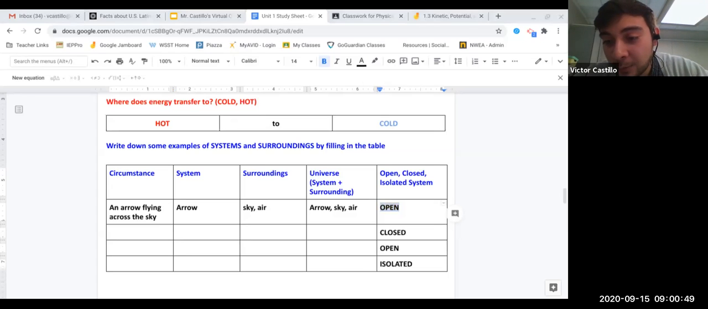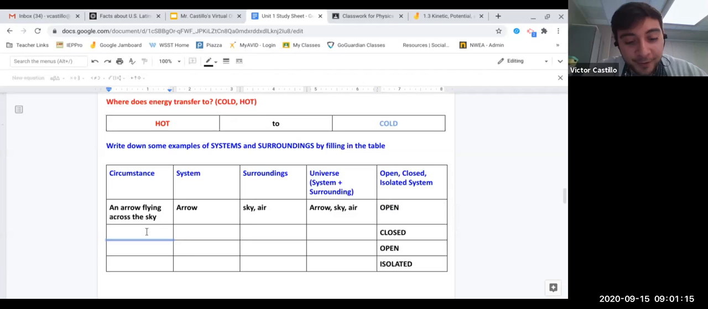So some other examples that we got was, what are some examples? Oh, I'm having trouble. A fridge. Oh, there you go. Thank you, Daniel. I was having trouble finding it.